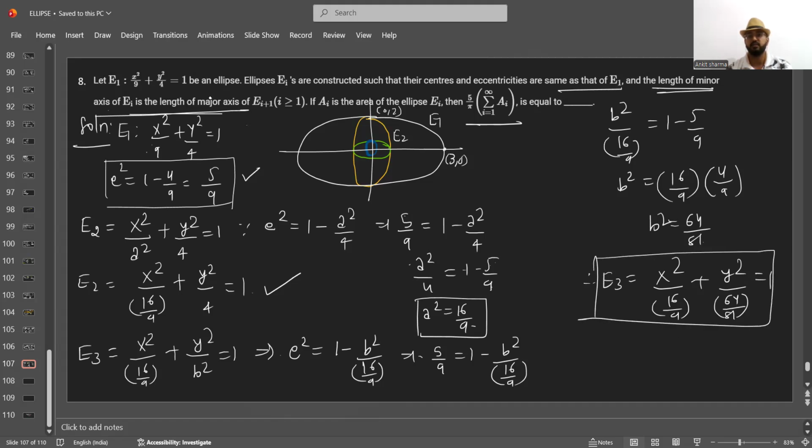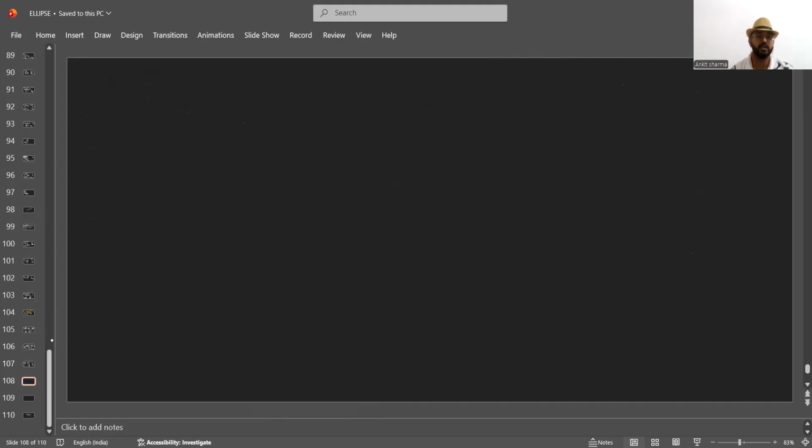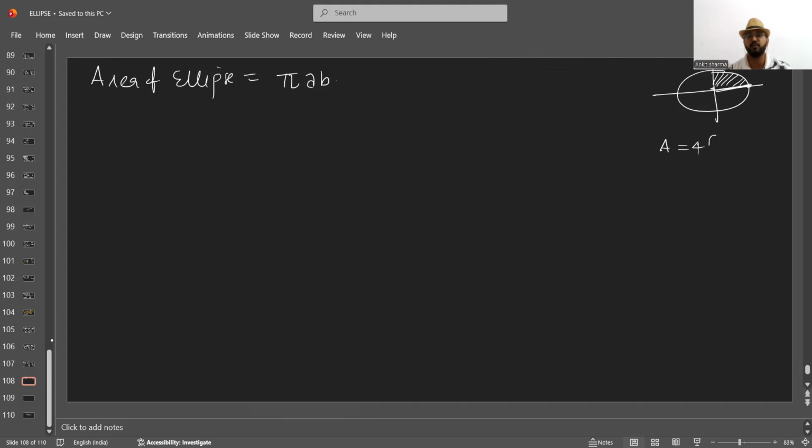Now doing this, we get all our ellipses. Now what we want is the area of each ellipse. So area of ellipse is pi AB. This you can derive using definite integrals. You can take this point and integrate from 0 to A, or integrate from 0 to B, and multiply this by 4.